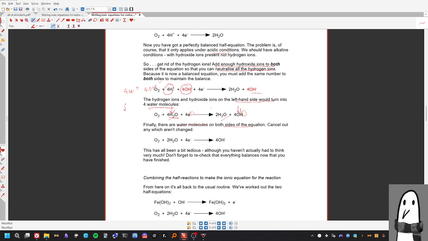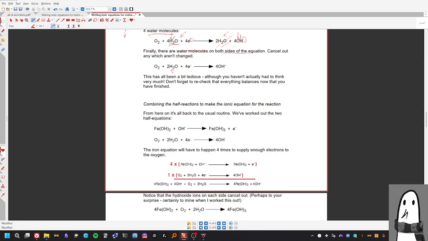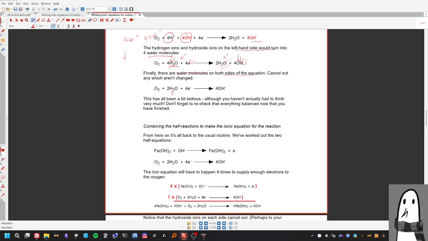Hold on. Sorry. You have 2 H2Os on both sides. You're gonna cut this H2O out. Get that 2 H2O on this left side. Check if the charges stay the same, which they are. And it's a bit tedious, but it's worked. Now don't forget to recheck everything balances now that you've finished.